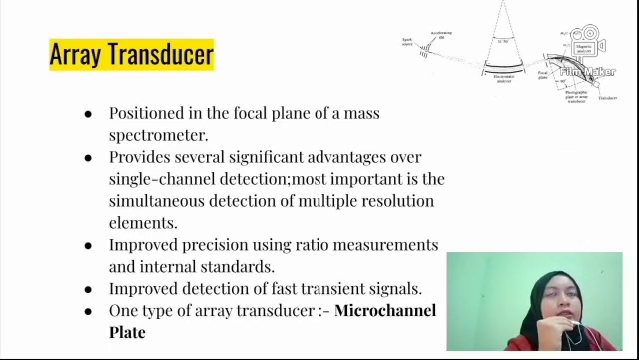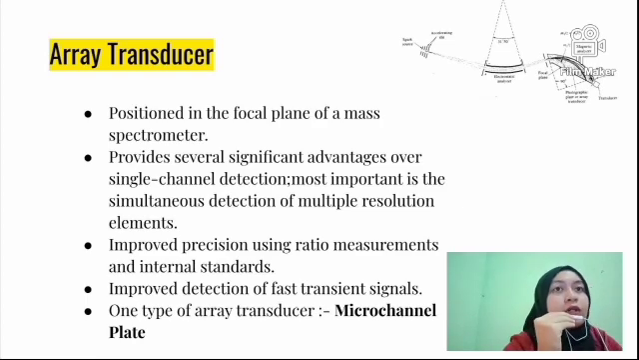The next is the array transducer. From the figure I put above, it is positioned in the focal plane of a mass spectrometer. It provides several significant advantages over single-channel detection. Most important is the simultaneous detection of multiple resolution elements. It improves precision using ratio measurement and internal standard. It also improves detection of fast transition signals.